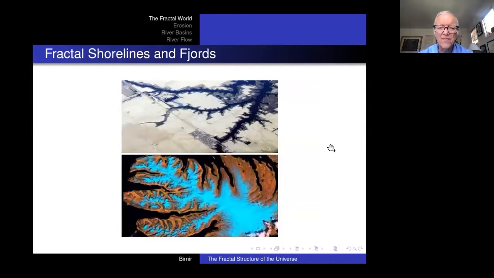And fjords also have a fractal pattern. This is a particular fjord that I like. If you look at satellite photographs, this is the western fjords of Iceland, and I like this one. It has a self-similar pattern on mountains and fjords, and this fjord here in the middle, at the very bottom of it was the farm where my grandmother grew up. So I like that one.